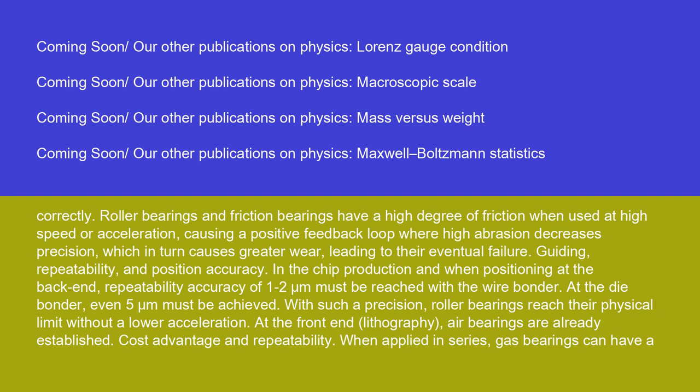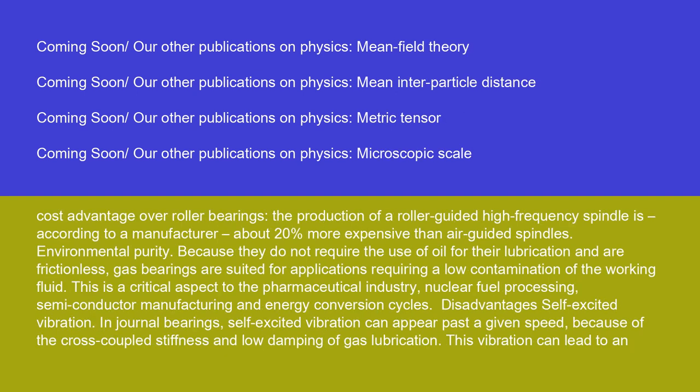Cost advantage and repeatability. When applied in series, gas bearings can have a cost advantage over roller bearings. The production of a roller-guided high-frequency spindle is, according to a manufacturer, about 20% more expensive than air-guided spindles. Environmental purity. Because they do not require the use of oil for their lubrication and are frictionless, gas bearings are suited for applications requiring a low contamination of the working fluid. This is a critical aspect to the pharmaceutical industry, nuclear fuel processing, semiconductor manufacturing, and energy conversion cycles.